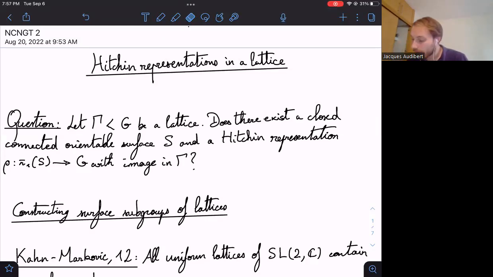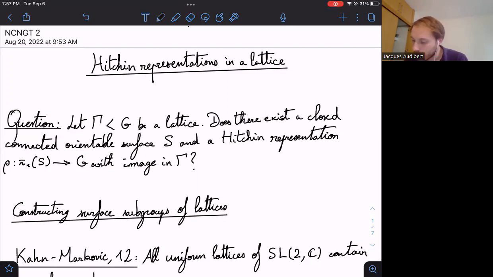Welcome back in part two of my talk on Hitchin representation in a lattice. So in part one, we defined Hitchin representation and we defined what a lattice is, and we asked when does a lattice contain the image of a Hitchin representation.